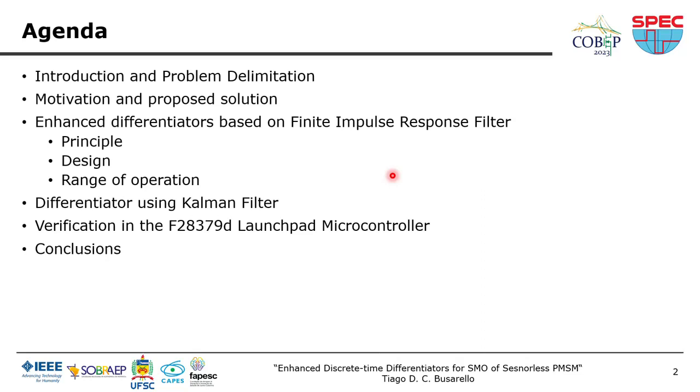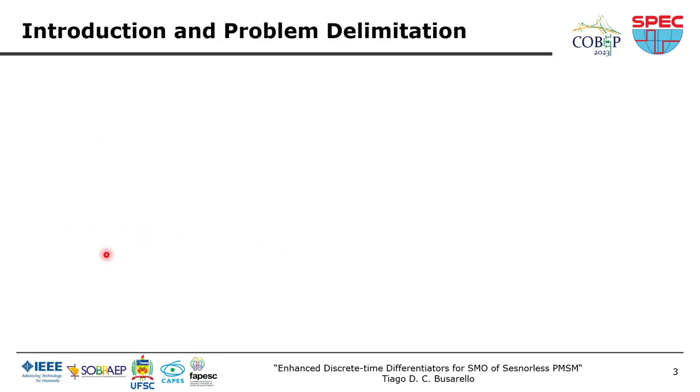This is the agenda of my presentation. I will start with a short introduction and the problem delimitation. Then I'd like to tell you about the motivation and the proposed solution. Later I will show you the enhanced differentiators based on finite impulse response filters, which is the main core of this paper. I'd like to describe the principle, the design, and the range of operation. Then I'll show you the differentiators using Kalman filter. And at the end I will show the verifications in the LaunchPad microcontroller, this one, F28379D, and finally some conclusions.